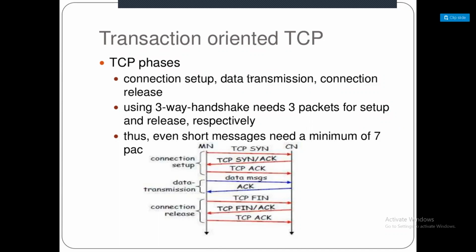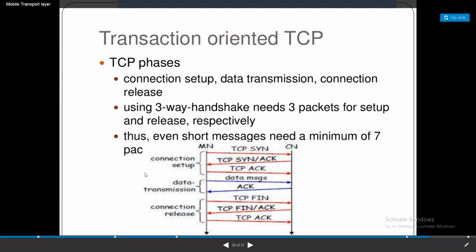Three phases. One is, first, see the diagram, the connection setup phase. Second one is the data transmission phase. Third one is the connection release phase. First, see, here we have a mobile node and a corresponding node. In the first phase, connection setup, the mobile node sends a TCP connection request to the corresponding node. See, TCP SYN means this is the connection request sent by the mobile node to the corresponding node.